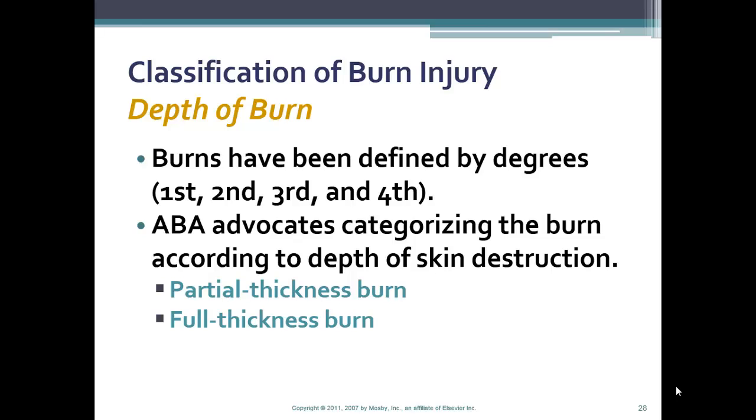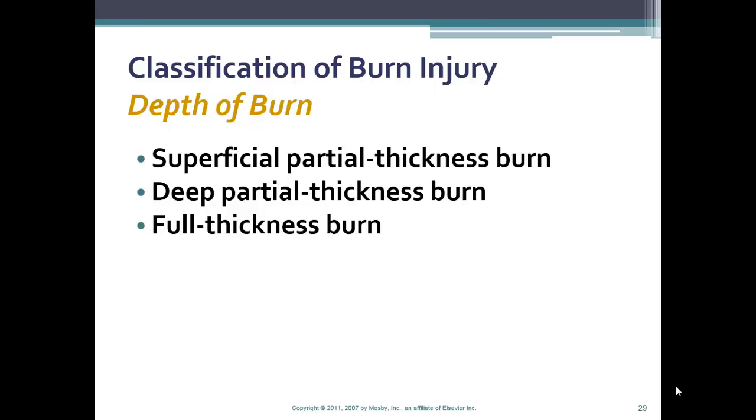Burns are defined by degrees: first, second, third, and fourth. And according to the depth, there can be partial thickness or full thickness burns. Superficial partial thickness just involves the epidermis, just the upper crust of the skin. The deep partial thickness is the dermis, and then the full thickness is the fat, the muscle, it could be the bone.